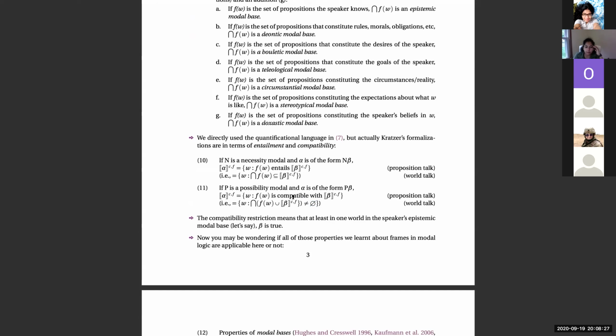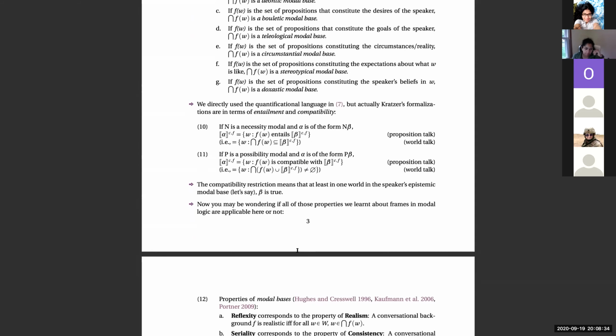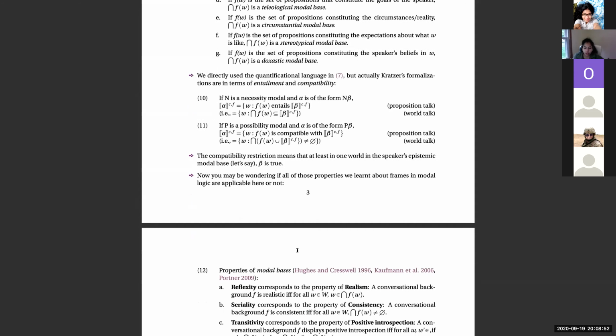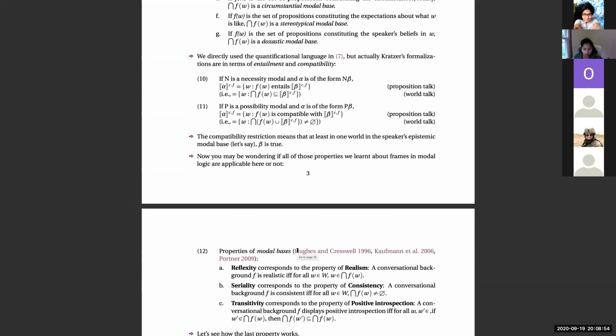Okay, so that's Kratzer's way of writing necessity and possibility. So now you may be wondering, okay, we learned a bunch of properties of frames yesterday. Can we apply them in these newly formed modal bases? Remember, they apply to accessibility relations, but can they apply to modal bases? Okay, so they can, and people have described it this way. So now we're looking at properties of modal bases.